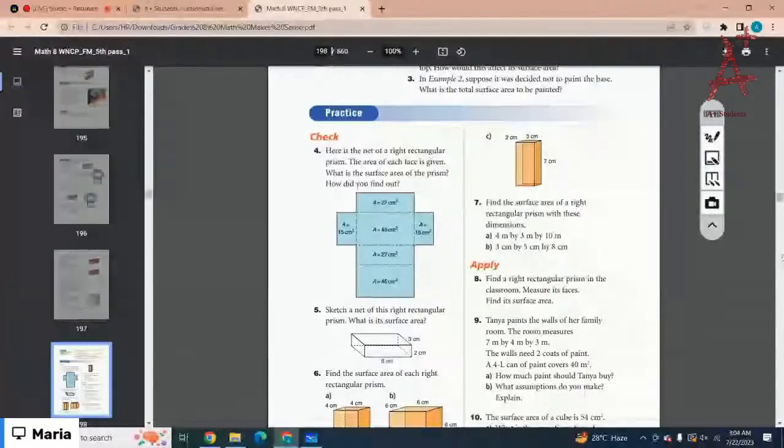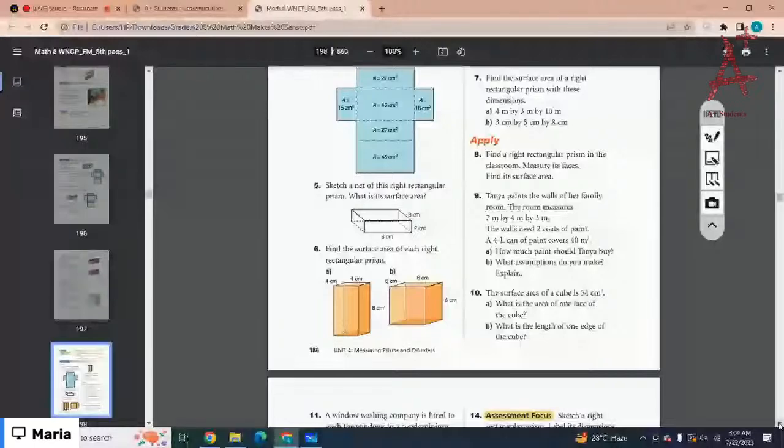Okay, the next one is question number 6. Find the surface area of each right rectangular prism. So you have to calculate the area of each right rectangular prism. Let's start with the first one. You are given the length 8, the length 4, the width 4, and the height is 8. So let's start with the first one.